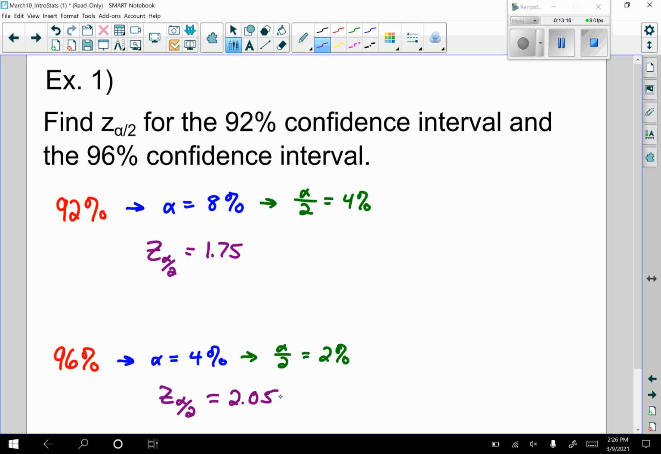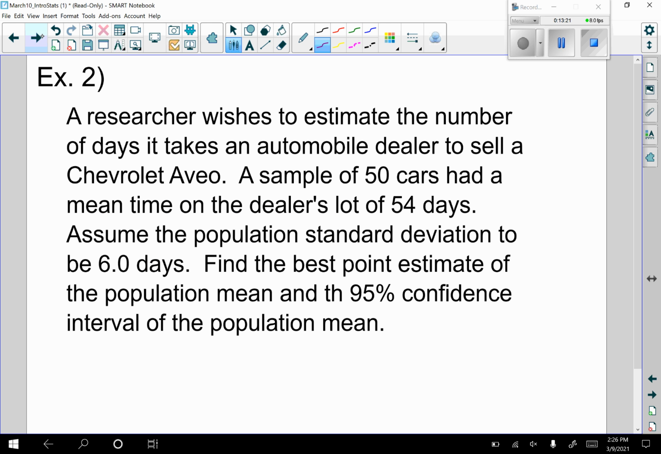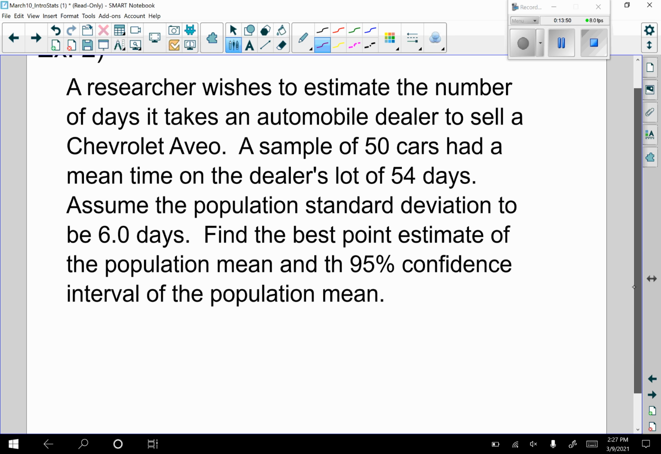All right, so now we're bringing this all together. This is going to be our first confidence interval we work through. In this scenario, a researcher wishes to estimate the number of days it takes an automobile dealer to sell a Chevy Aveo. A sample of 50 cars had a mean time on the dealer's lot of 54 days. Assume the population standard deviation to be 6 days. Notice it says population standard deviation. Find the best point estimate of the population mean and the 95% confidence interval of the population mean.